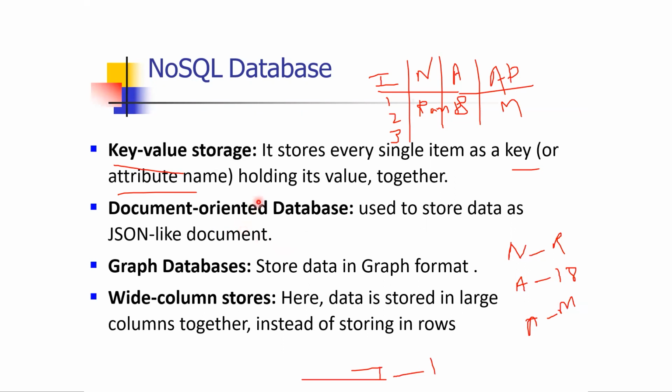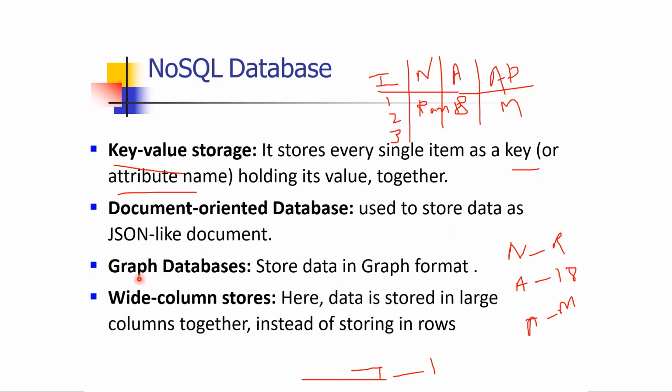document oriented database. Document oriented database is used to store data as JSON like documents. JSON is J for JavaScript, O for object, N for notation. JavaScript Object Notation, just like we store the data in JavaScript, the same format is used here. Key value is like a tabular form, but document oriented means it's like a document, like a Word file, we can say. So here data is stored as a JSON script document.